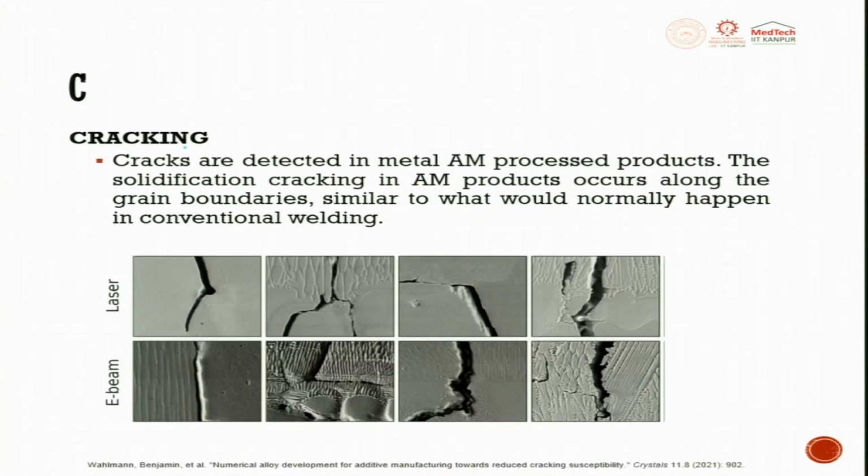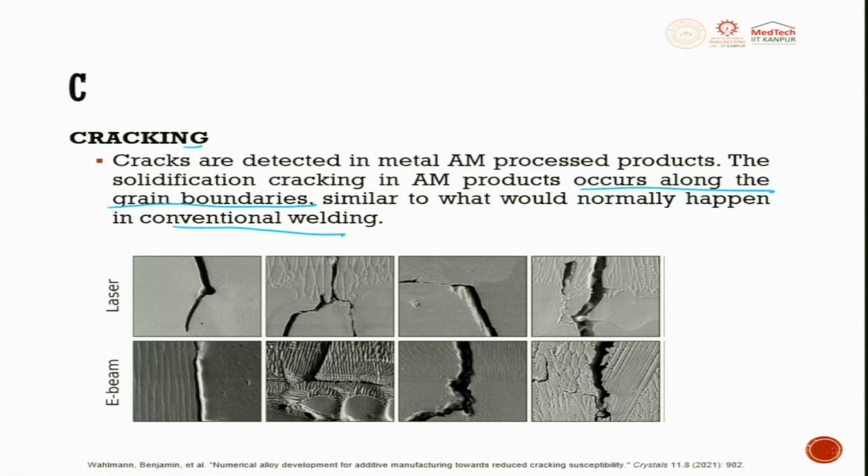These are some of the defects which are called cracking. Cracking are defects in the metal additive manufacturing process and product. The solidification cracking in AM products occurs along the grain boundary. This is very important. Along the grain boundaries, similar to what would normally happen in conventional welding, you can see the cracking. So, cracking should never happen. So, how do you avoid cracking? You have to think about it in the beginning.